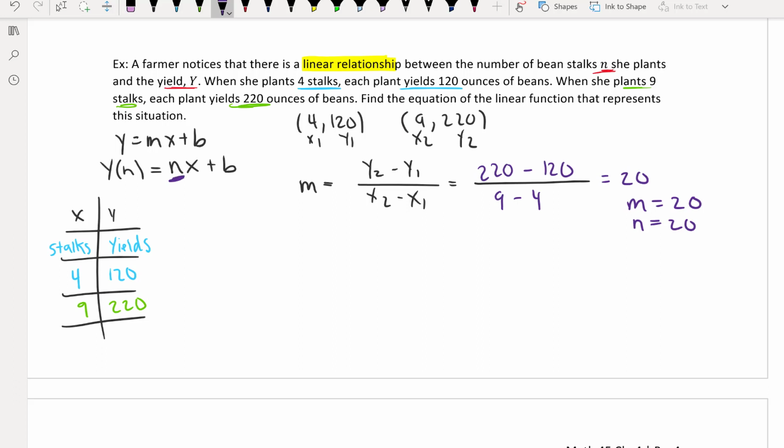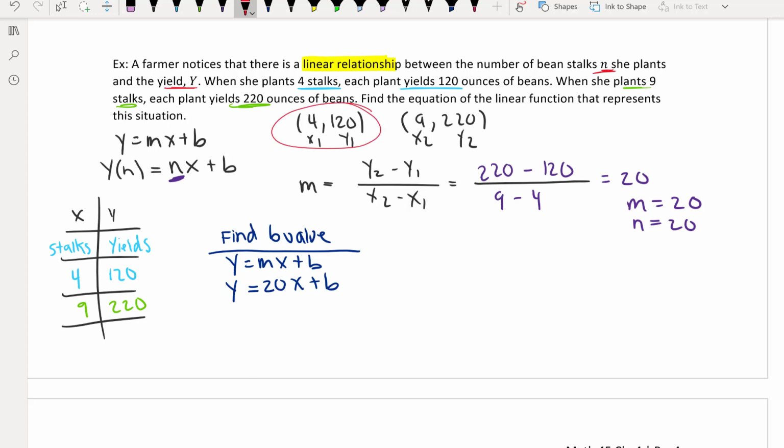Now I'm trying to figure out my b value. So let's go ahead and say that. So I'm trying to find the b value. So when I find my b value, I can just plug in equations. So remember, I have y is equal to mx plus b. So y is equal to 20x plus b. So I can just plug in one of my x and y values. So why not choose this one? It doesn't matter, you just make a choice, okay?